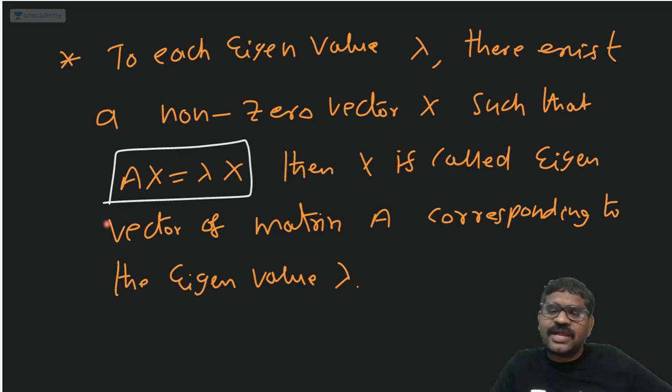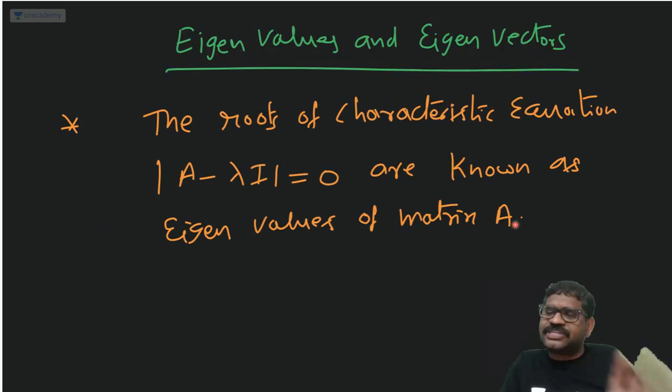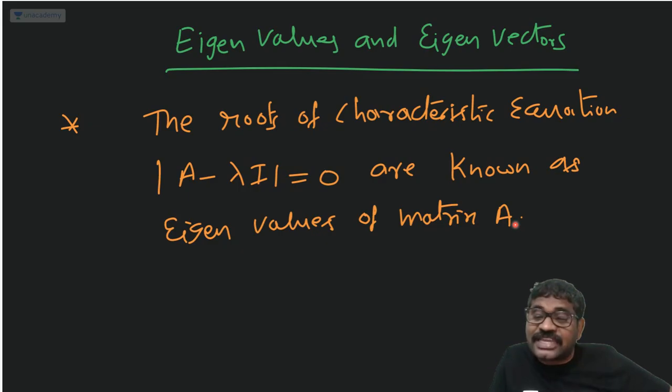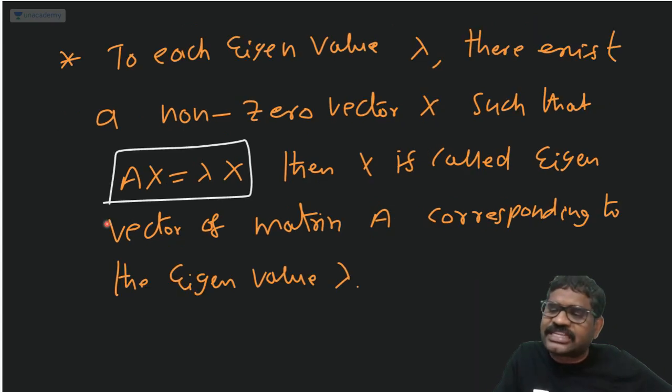Now, yeah, this is the definition. The roots of the characteristic equation are known as eigenvalues. To each eigenvalue lambda, there exists a non-zero vector x such that A x equal to lambda x, then x is called an eigenvector of matrix A corresponding to the eigenvalue lambda. Lambda is the characteristic root or latent root.